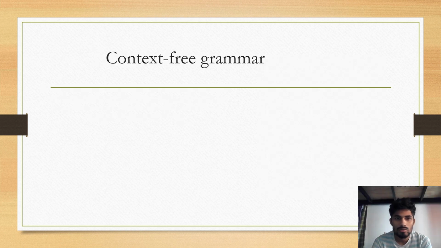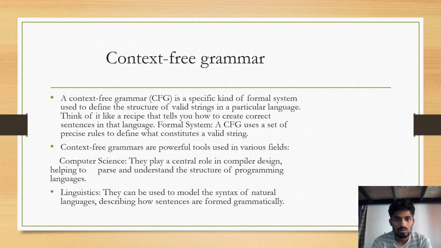First, context-free grammars. Context-free grammar is a specific kind of formal system which defines the structure of valid strings in a particular language. CFG is a type of formal grammar that is used in computer science to describe the syntax of a language. It is based on certain components.